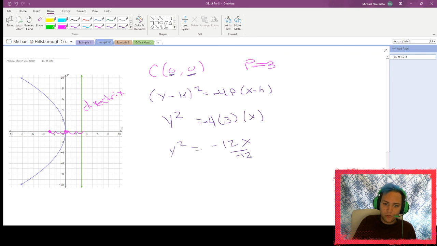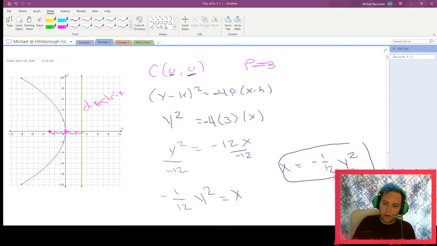Divide by negative 12, divide by negative 12, and ultimately I'm going to get negative 1/12 y squared is equal to x, which again, like I said, IXL shows the correct answer as having the x first, the non-squared thing first. So it would be x equals negative 1/12 y squared.